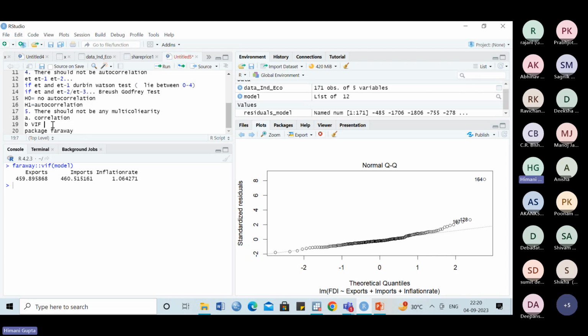So for VIF, your value should be less than 5. In both the cases, exports and imports values are more than 5. So multicollinearity is there. But in inflation, the value is less than 5. So inflation rate is not correlated with any other independent variable. Got it?